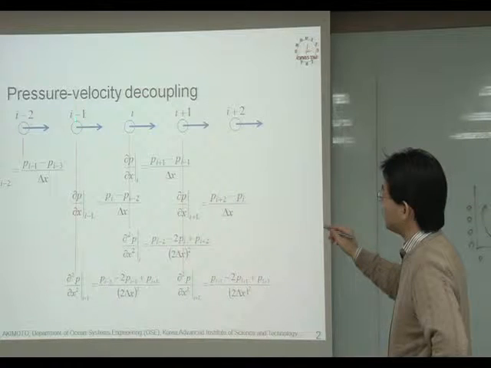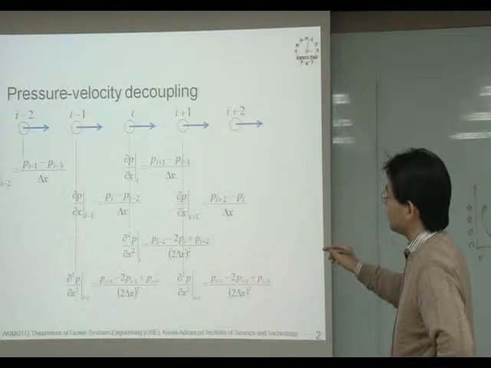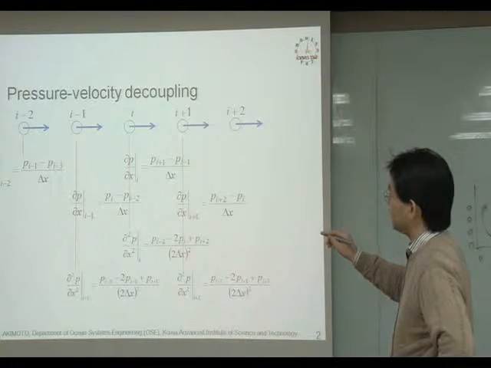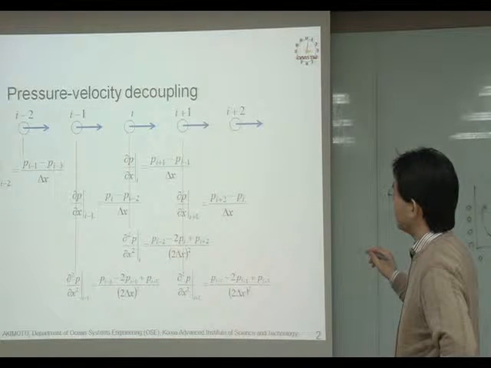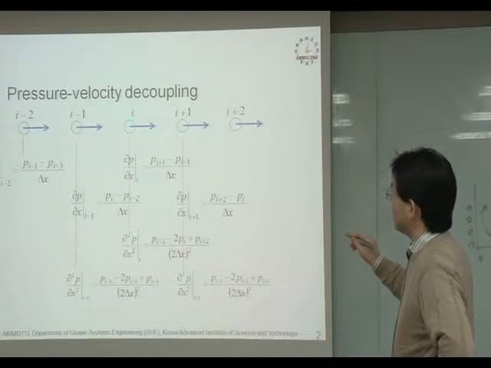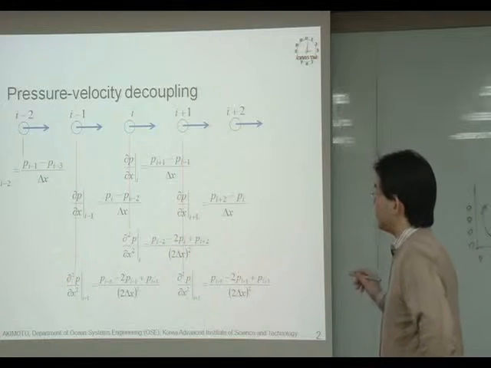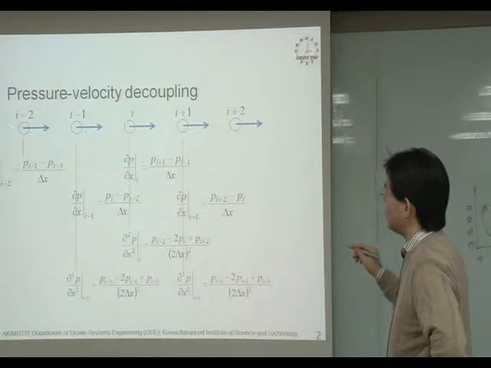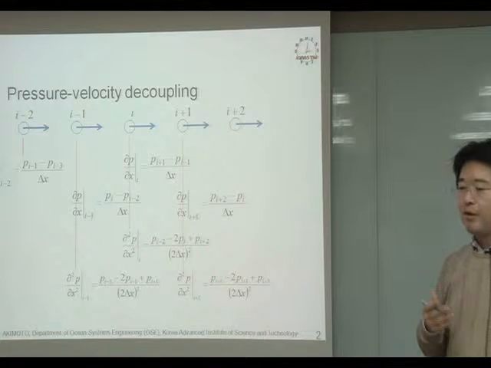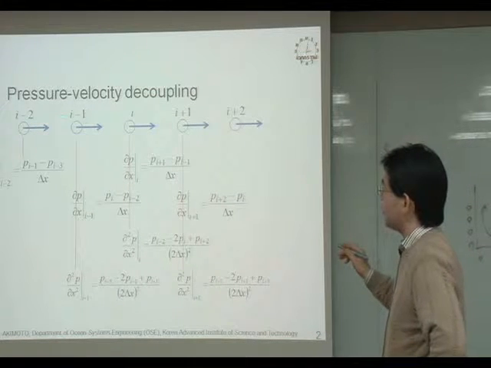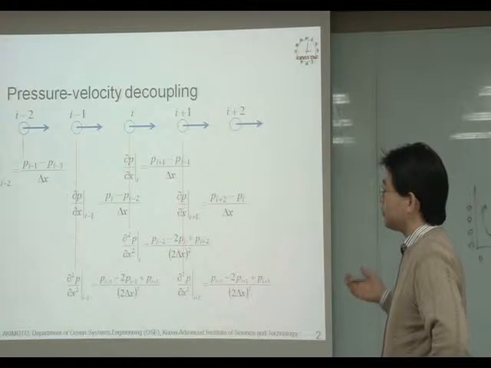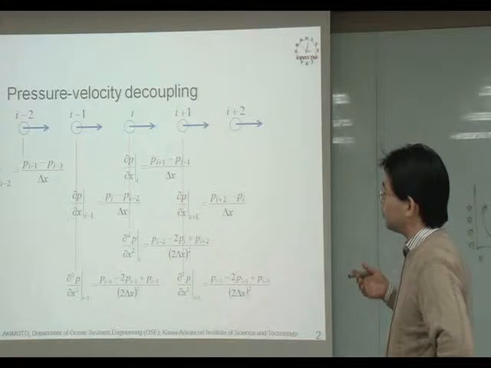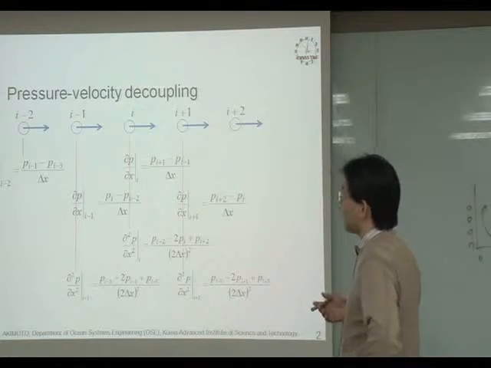Also, at this point, the calculation of gradient P uses i minus 2. And at this point, the gradient is i plus 2 minus i. The reason we have to consider the gradient on these points is that velocity components are also defined on these points. Velocity is driven by the pressure gradient. So we need the pressure gradient on the velocity point.